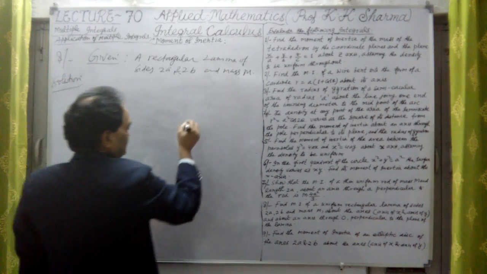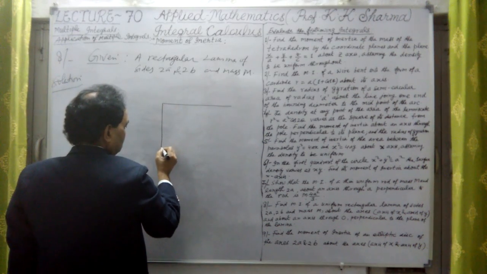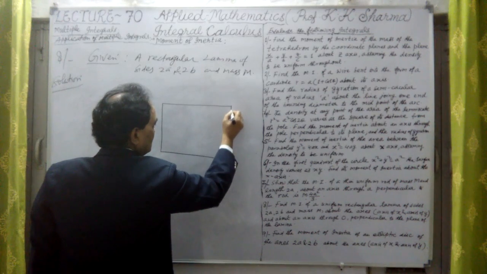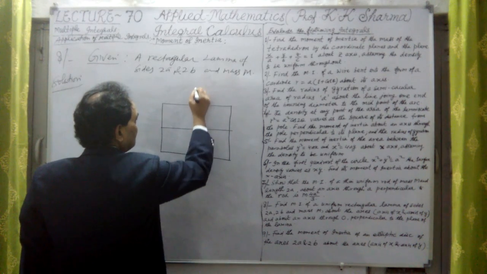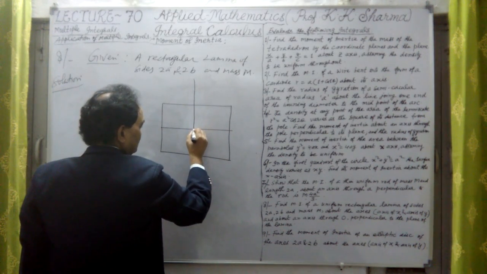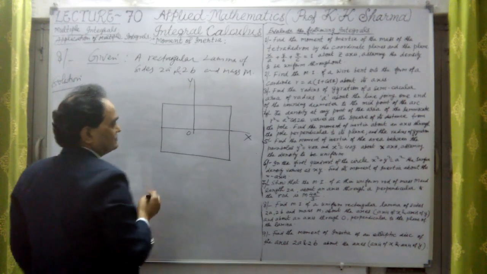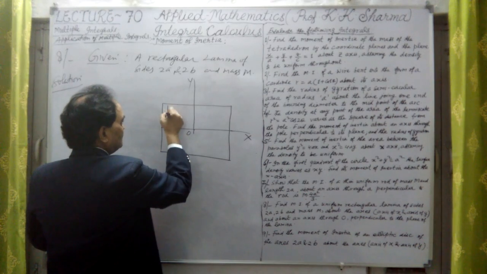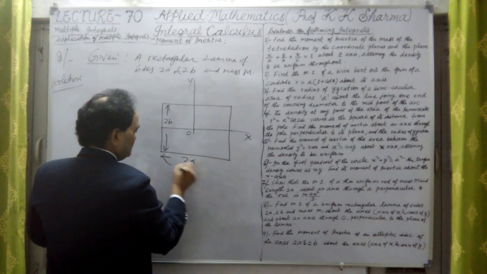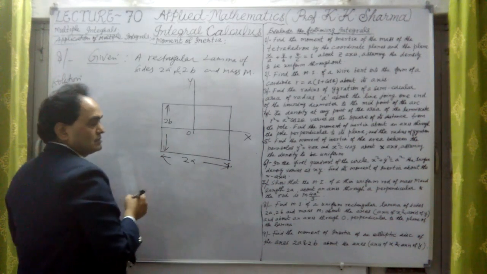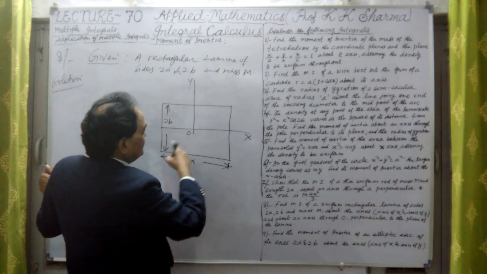First let me draw the figure. If I take a rectangular shape like this, okay, and the middle point, let me take this is the middle point, origin. This is x-axis, and this is y-axis. So this is twice B, and this is twice A here. Okay, this is length twice A, breadth is twice B. I've taken x-axis is this, y-axis is this.